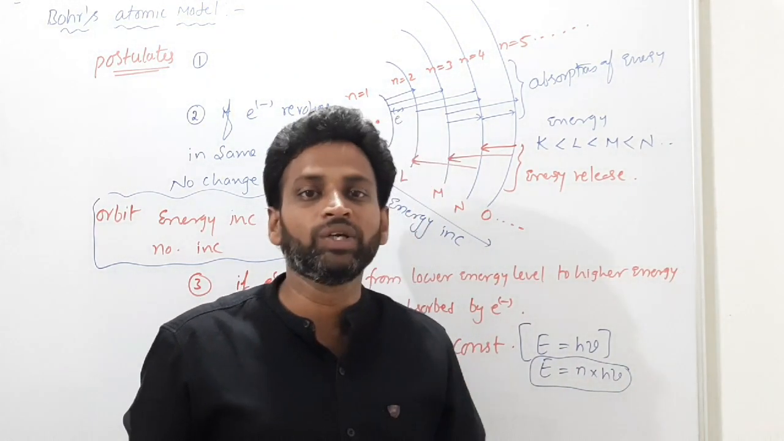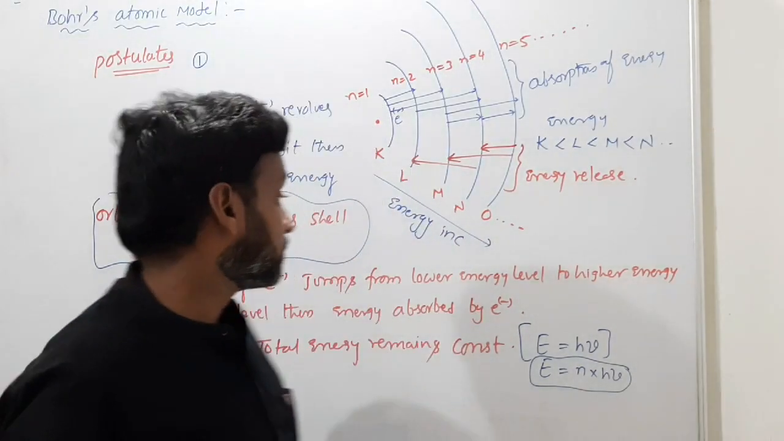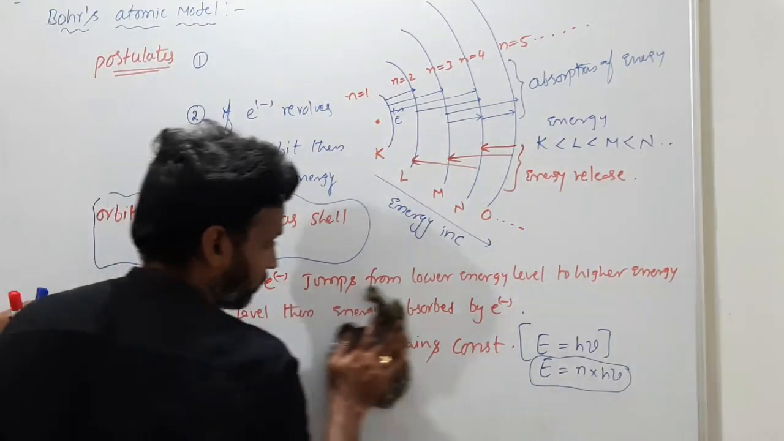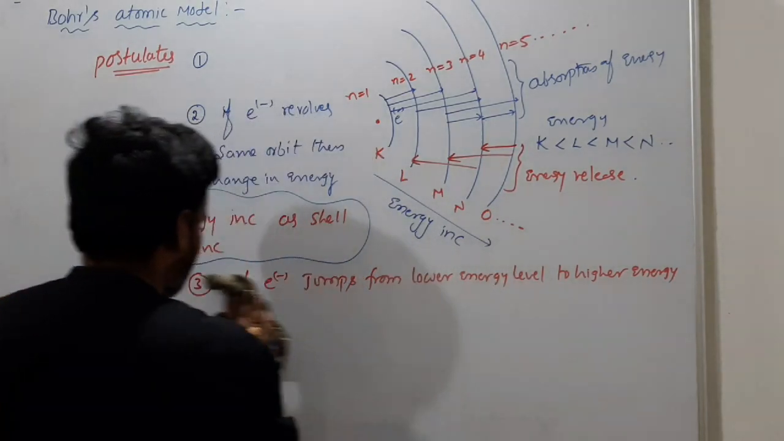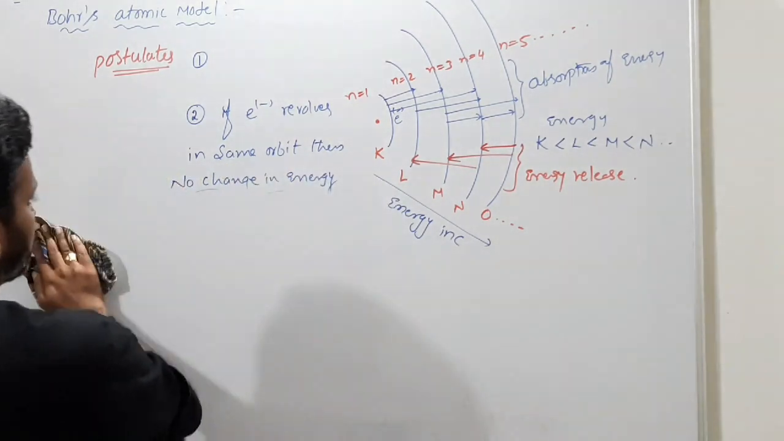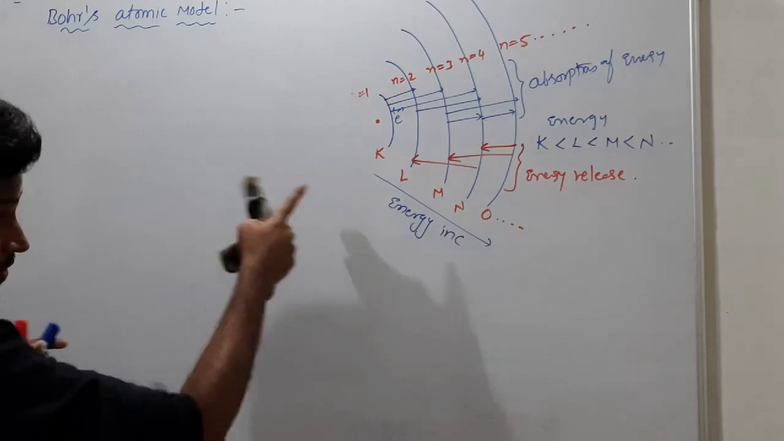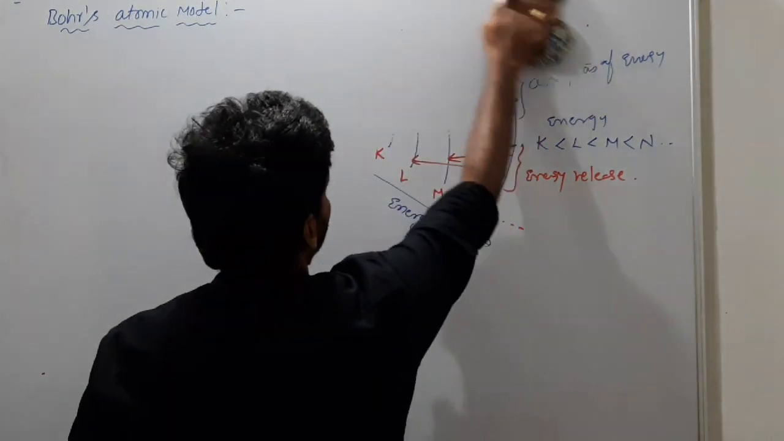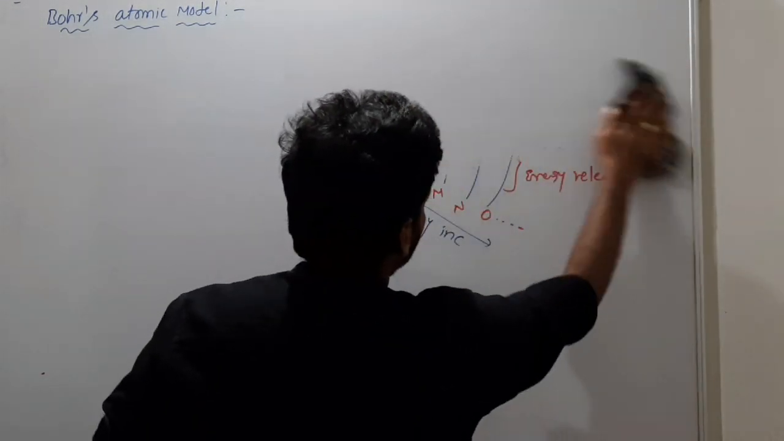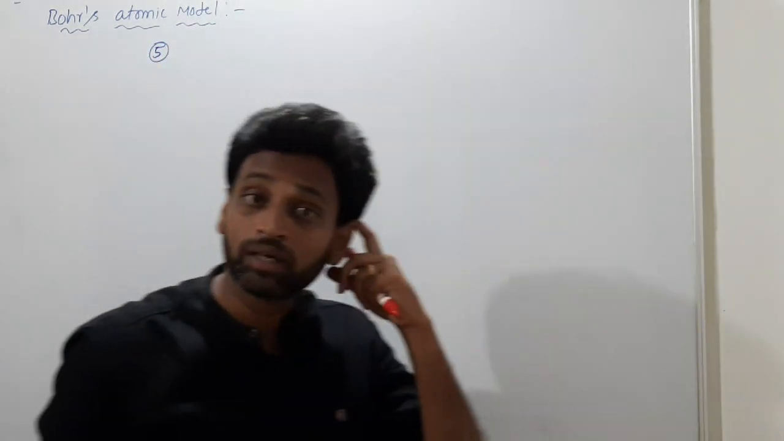3 photons means 3 into h nu. Like that I told, or not? So these are the important postulates, and one more postulate is there, that is the last and final in Bohr's atomic model. So hope you have written all these things. Okay, so you have to draw this diagram, and this is very important for us. Next we have to discuss the last and final point in Bohr's atomic model.